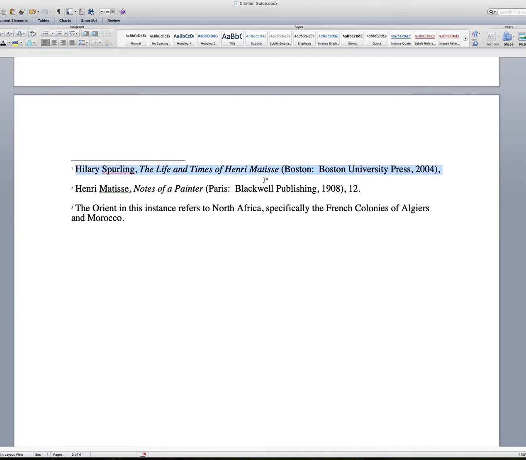A couple other endnotes here. Keep in mind that we've got this article, and down here we have my explanation of what the orient means. And with that, that's where I'm going to end our presentation on citations.